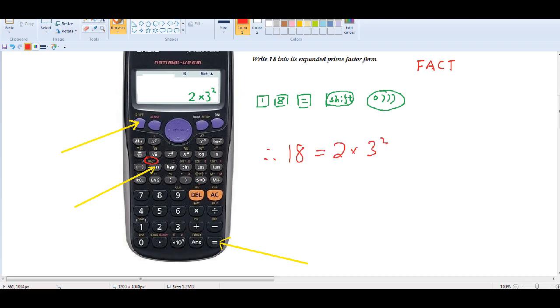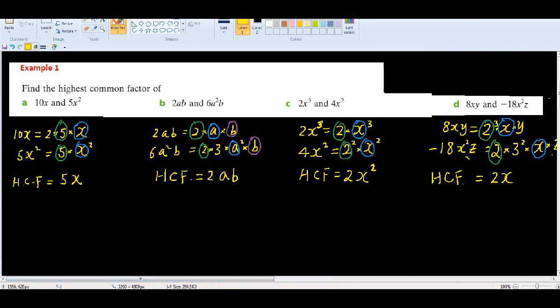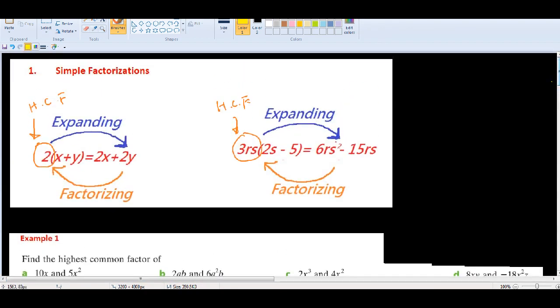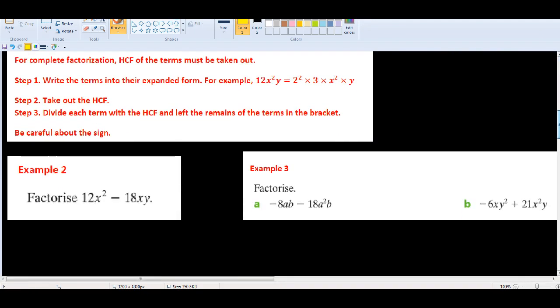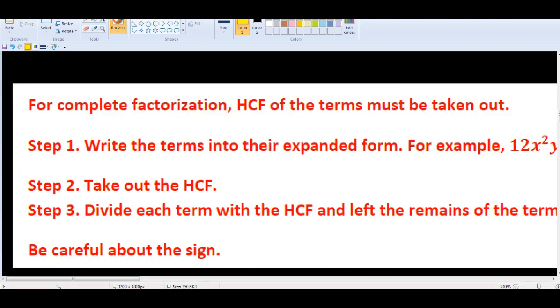So next time if you have some large integers which are composite numbers, but you are not quite sure how to find the expanded prime factor form, you could use your calculator to help. Okay, so that's it for finding the HCF. The purpose of finding the HCF is that it is a crucial step for us to do the factorizing.